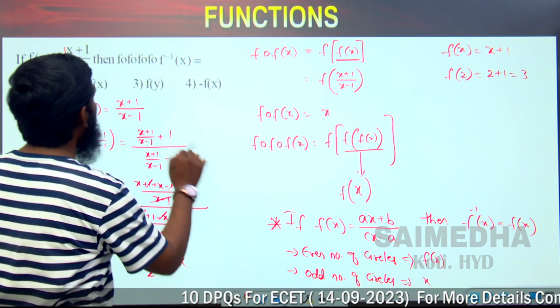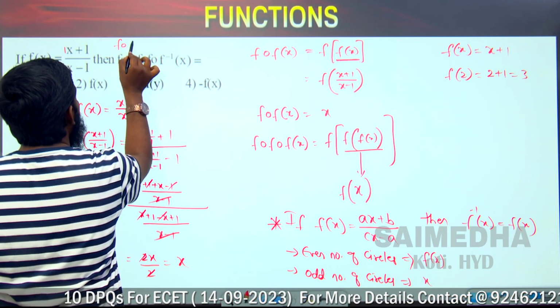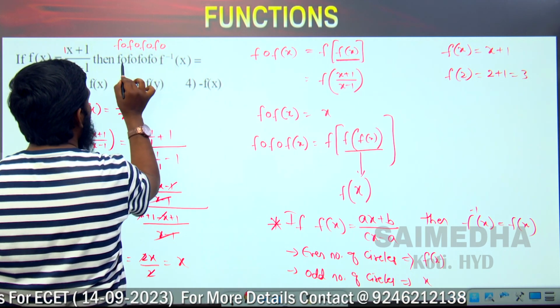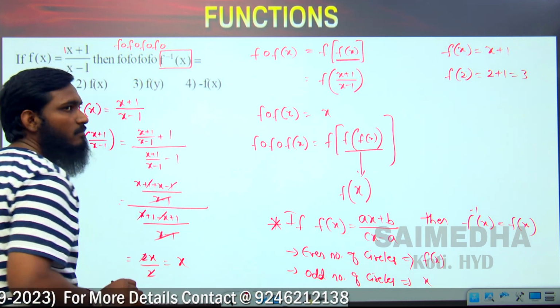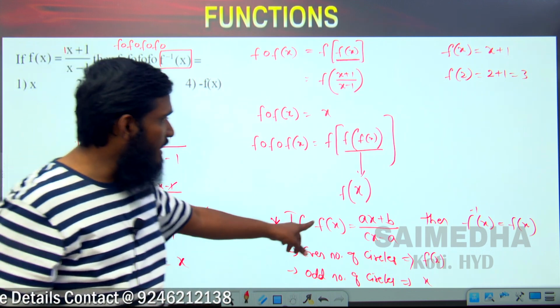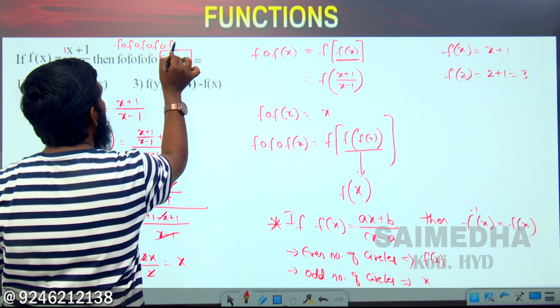Okay, but over here we are having the question as f circle, 1 2 3 4 circles, in the place of f inverse of x. No need to find f inverse of x separately, because we already know f inverse of x is equal to f of x. So in the place of this part we are writing f of x.